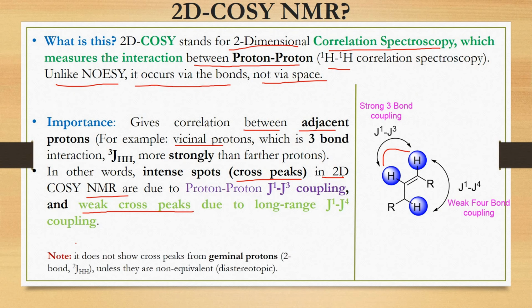A very important point is that geminal protons do not show interaction in the COSY NMR unless they are non-equivalent. So these are the geminal protons. They are not going to show the cross peak in the COSY NMR unless they are diastereotopic. What does it mean? It means there must be a chiral center in the adjacent position. Then only you will see the interaction of these two protons. Otherwise, you are not going to see it. So what are you going to see in the COSY NMR? Usually vicinal proton interactions and weak cross peaks due to the long range coupling.